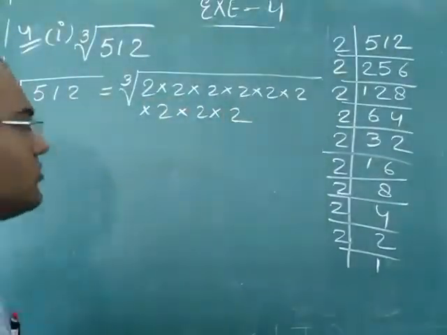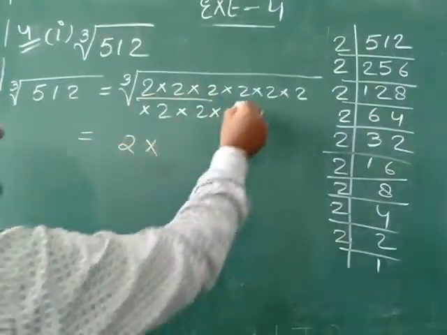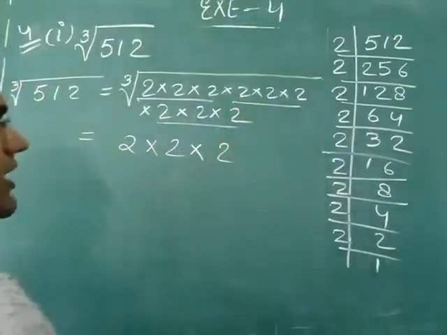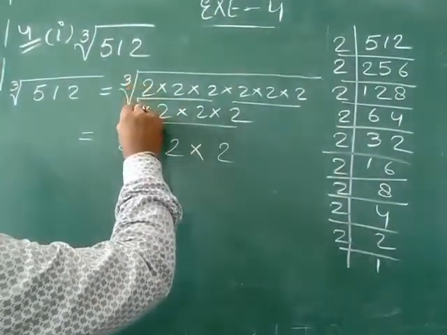Now what you have to do? 3 numbers we have to write one time. These 3 also we have to write one time. These 3 also we have to write one time. Why we are writing it one time? Because we are removing the cube root sign now.